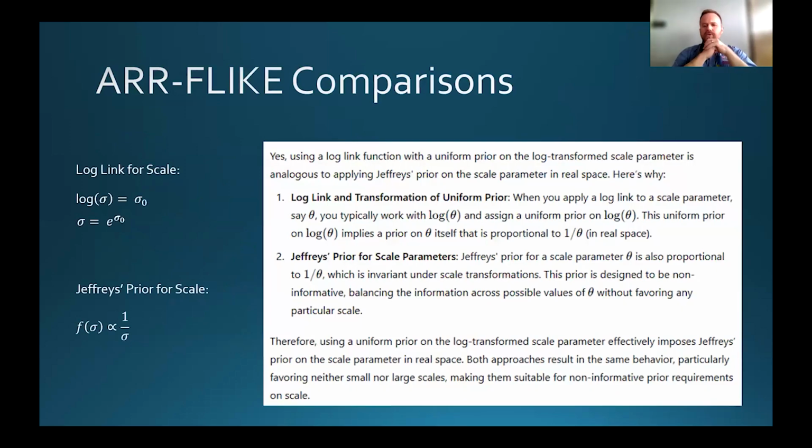Okay, so what are the differences? A lot of times you'll see slight differences in the credible confidence intervals. And what that boils down to is the choice of prior on the scale parameter.